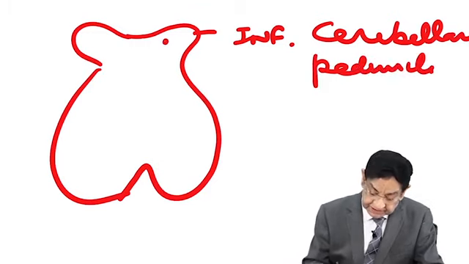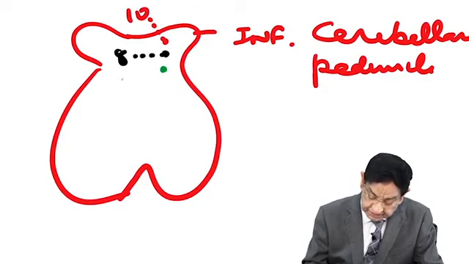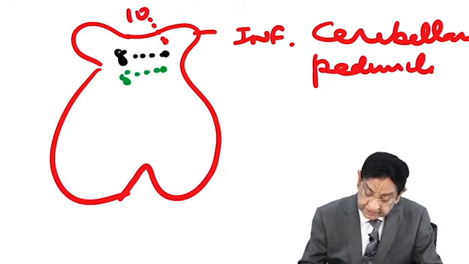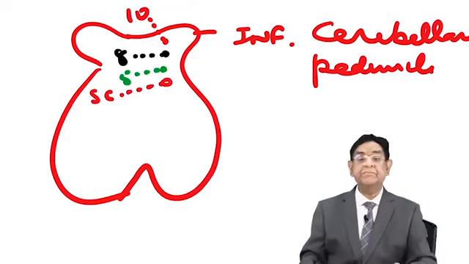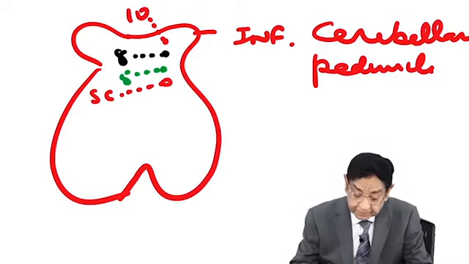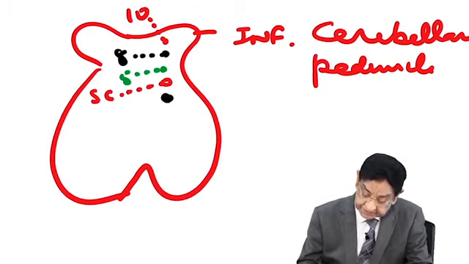This is the 10th nerve nucleus. This is the 8th nerve nucleus. This is the 5th nerve nucleus. And this is the sympathetic chain. And here is the spinal lemniscus.